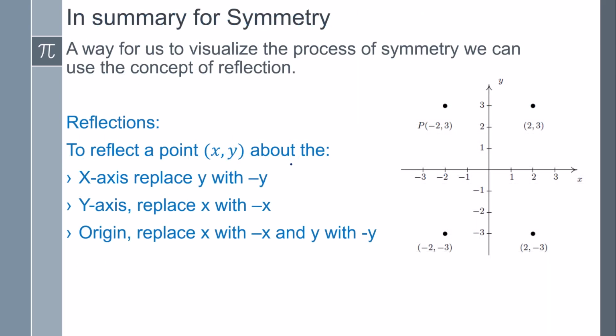To summarize it, to make it a little easier: to reflect a point about the x-axis, replace the y with negative y. About the y-axis, replace x with negative x. And about the origin, replace x with negative x and replace y with negative y. You're doing both.